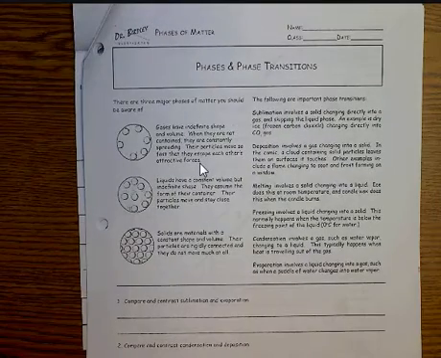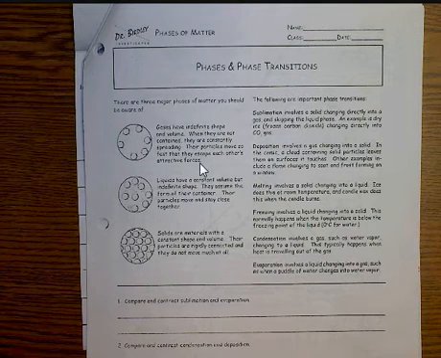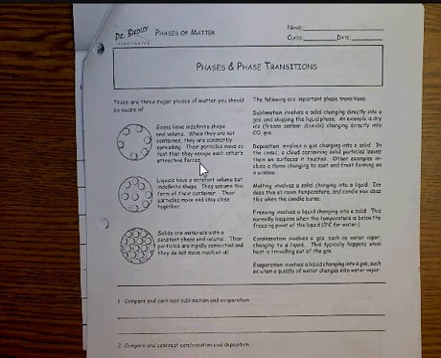The next part is liquids. So right here, we have liquids have a constant volume, but indefinite shape. They assume the form of their container. Their particles move and stay close together.